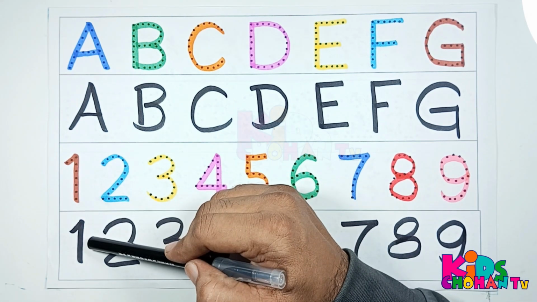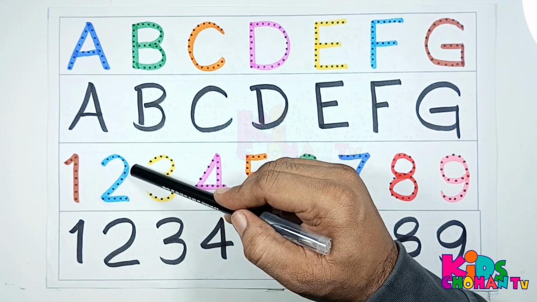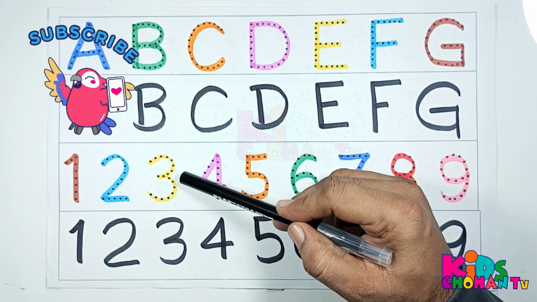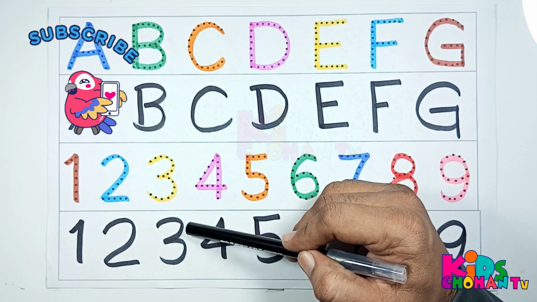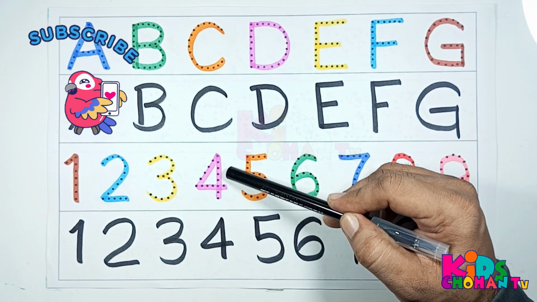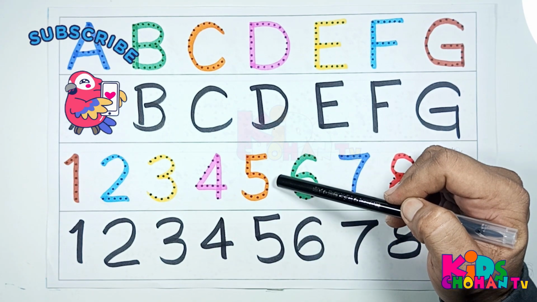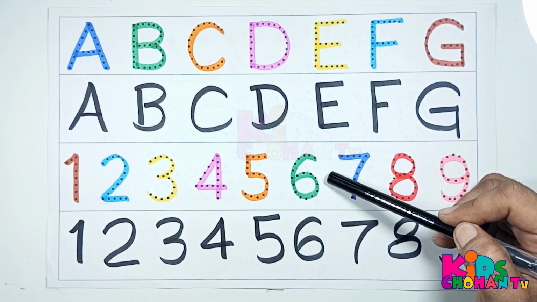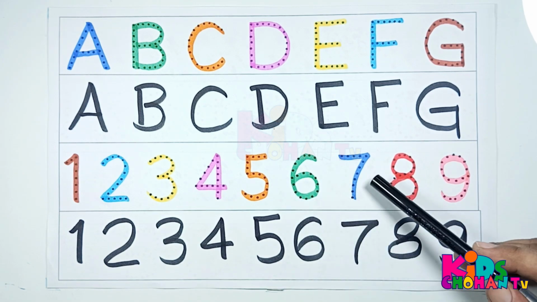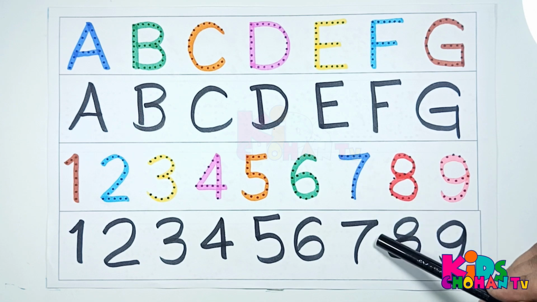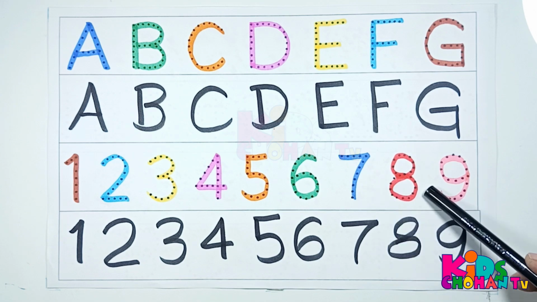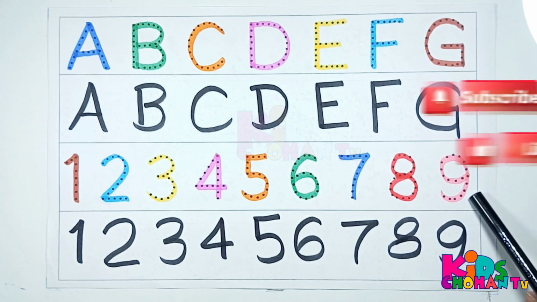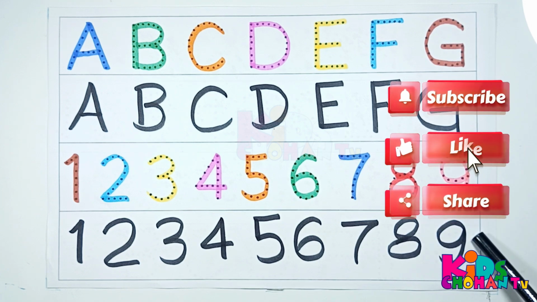Numbers 1. O N E 1. Number 2. T W O 2. Number 3. T H R E E 3. Number 4. F O U R 4. Number 5. F I V E 5. Number 6. S I X 6. Number 7. S E V E N 7. Number 8. E I G H T 8. Number 9. N I N E 9.